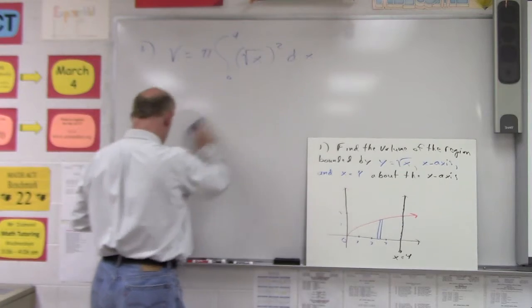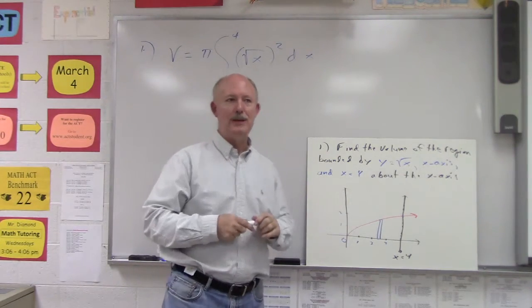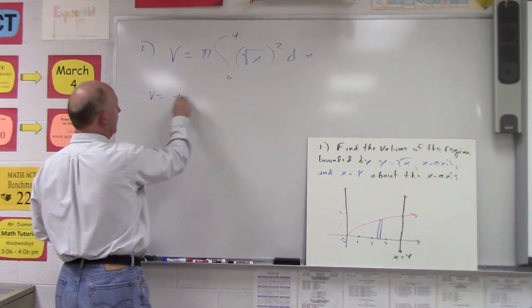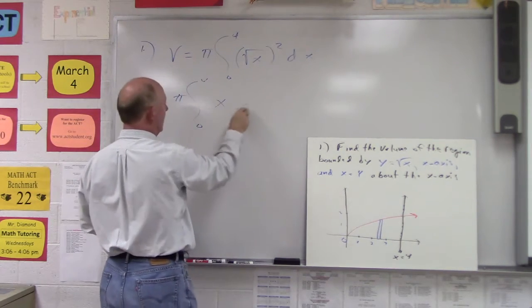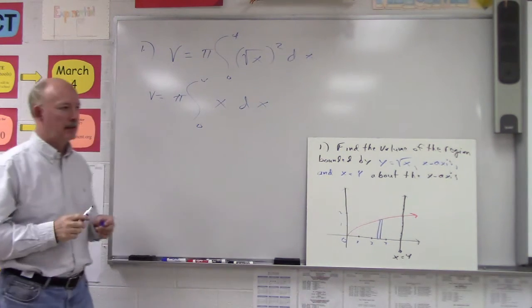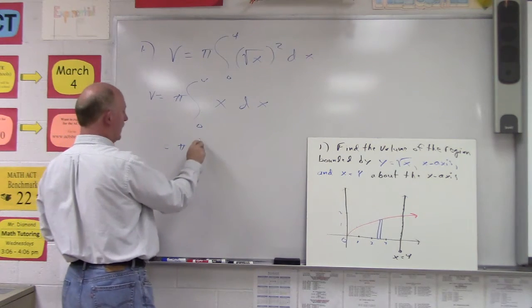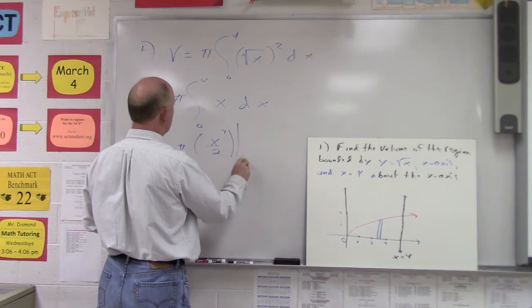So let's see what our volume would be as we evaluate this integral. First I want to simplify it a little bit. This would be pi times the integral from 0 to 4. Now the square root of x squared is just x, so you get x dx. Now this is going to be simple. The antiderivative of x is x squared over 2, so we have pi times x squared over 2 from 0 to 4.